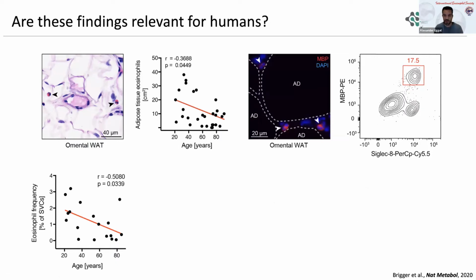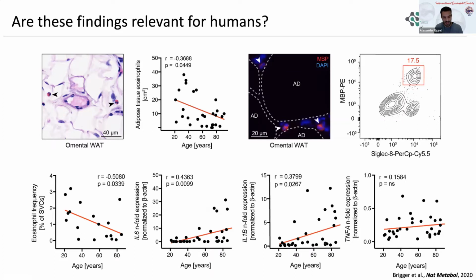We also established a flow cytometry protocol to quantify those eosinophils in human blood. And also here we could confirm the negative correlation. And obviously, as a last thing, we also measured pro-inflammatory mediators in the fat of humans. And here we also saw a positive correlation for IL-6 and IL-1 beta, not so much for TNF. So pretty similar to what we observed in mice, which could indicate that it's really a conserved biology here.